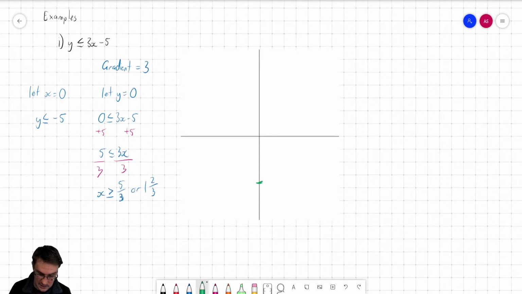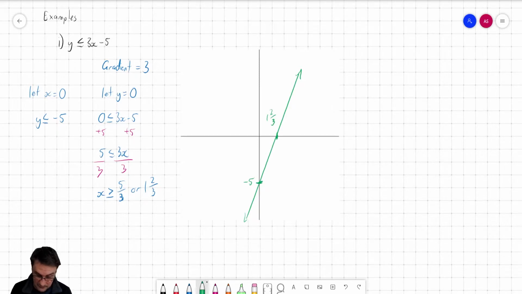Now on the Cartesian plane, I want to plot these points. The first one is -5. The second one I need to plot is 1 2/3, and I know it's got a positive gradient, so it's going to be roughly there. Now with a ruler, I want to draw a straight line through both of these points. Continuing this on, you'll notice that it's a solid line because it's less than or equal to in this case.